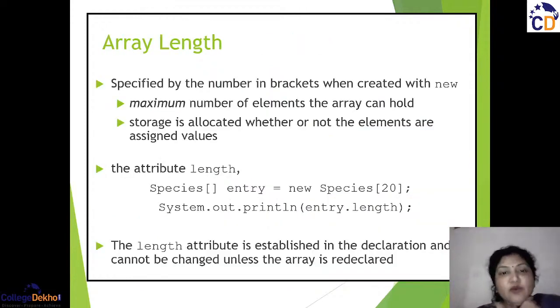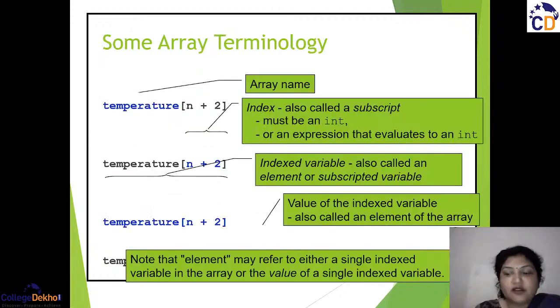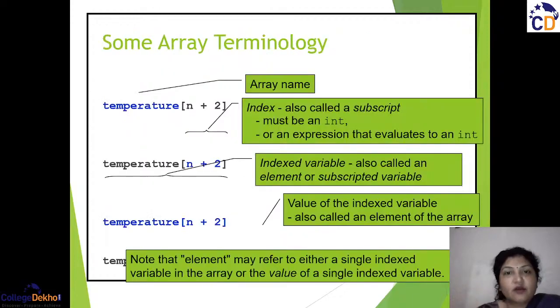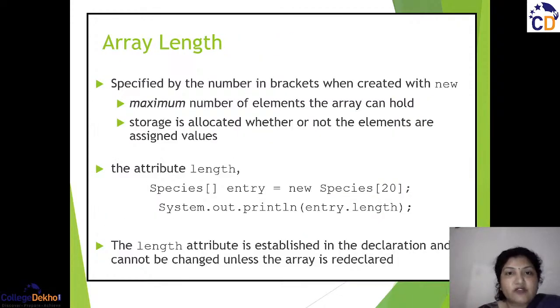Now let us see how we define the array length, specified by the number of numbers in the bracket. I told you, whenever we define the array size, it is defined like in the second statement: pressure is equal to new int[100]. So 100 is the length, or you may say the size, of the array. These are the number of elements we have specified in the bracket when we create it with new. So that's what I was showing.